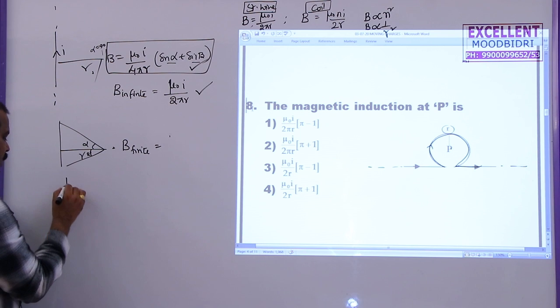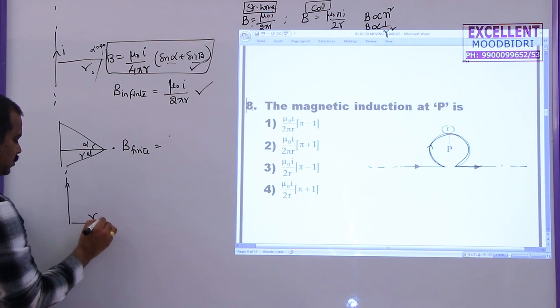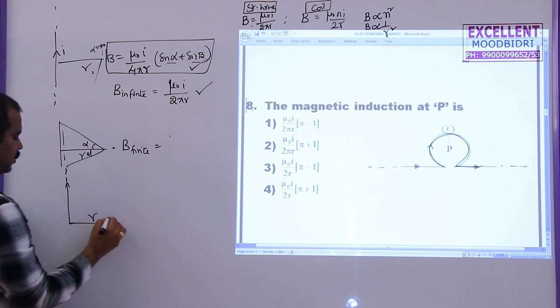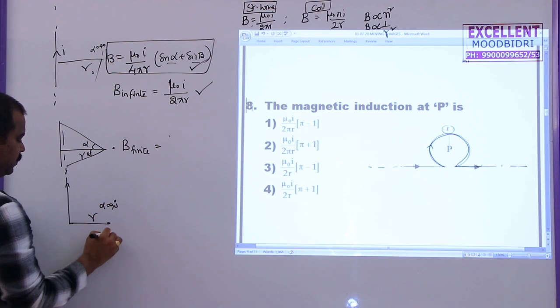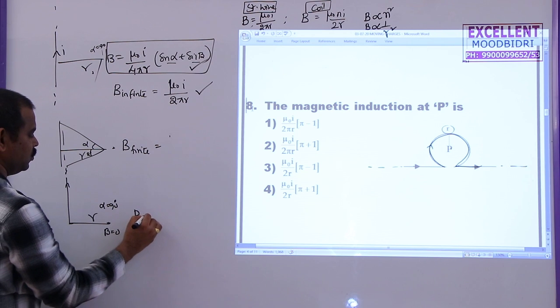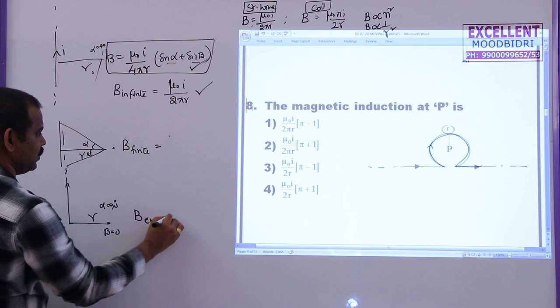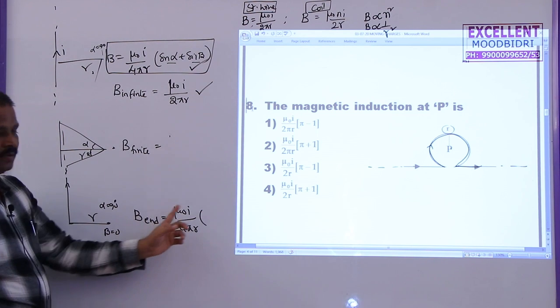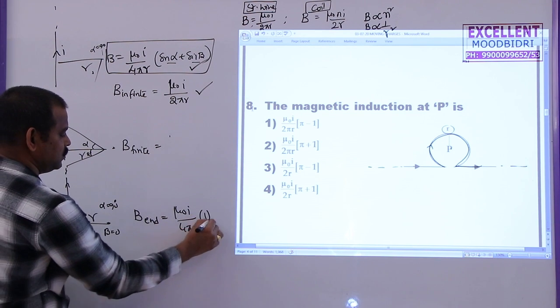But if one of the ends is here, and the other end is infinite, then alpha will be 90 and beta will be 0. So B at the end of this wire will be mu naught I by 4 pi r times sin 90 plus sin 0. This will be 1. So this will be the formula.